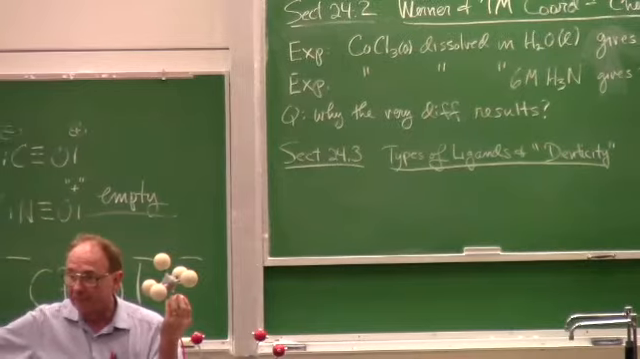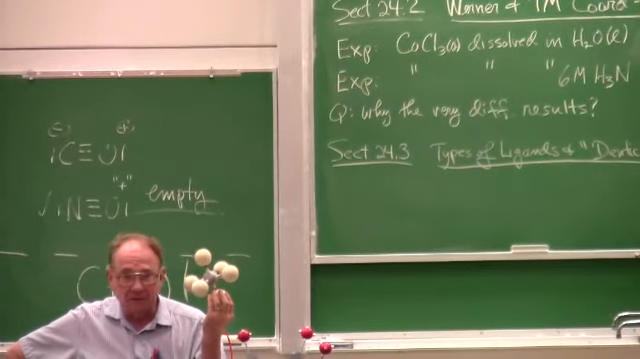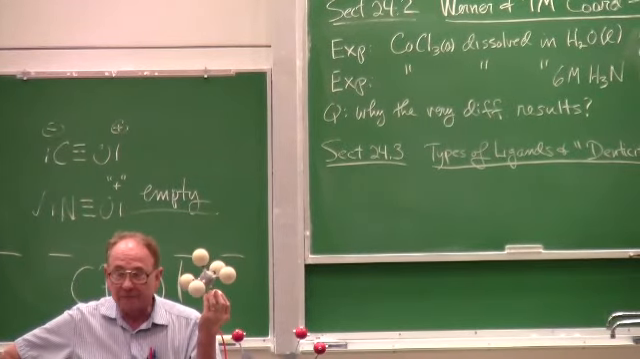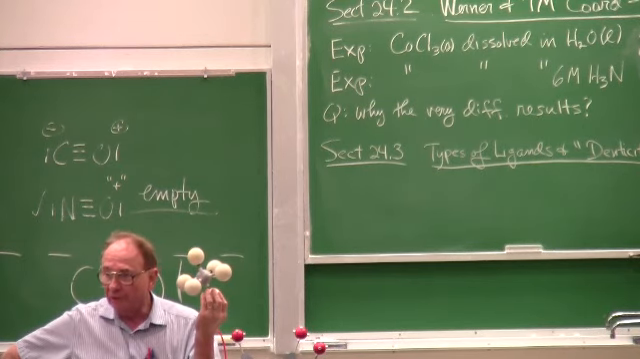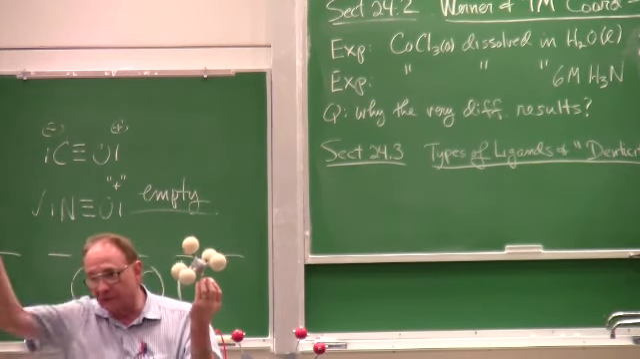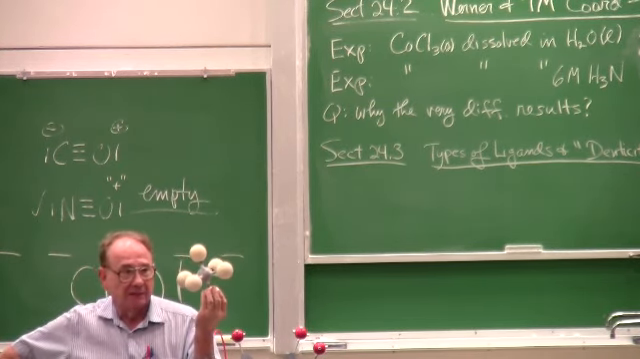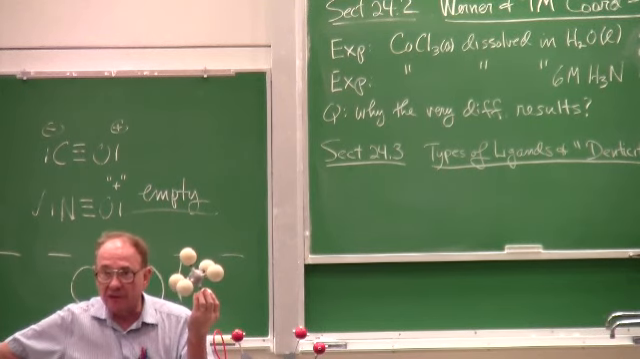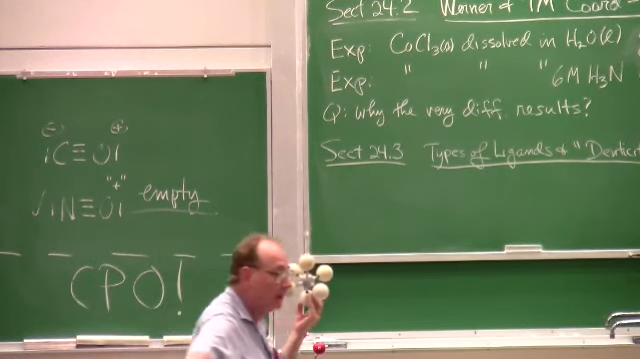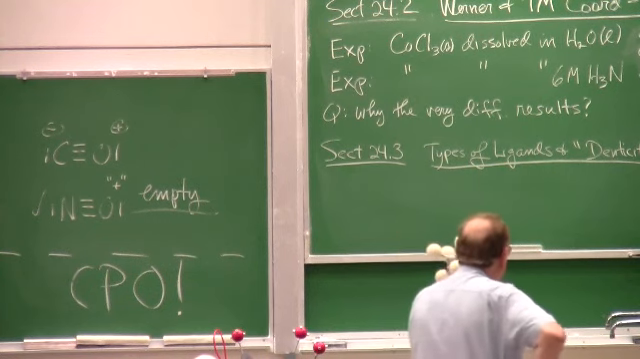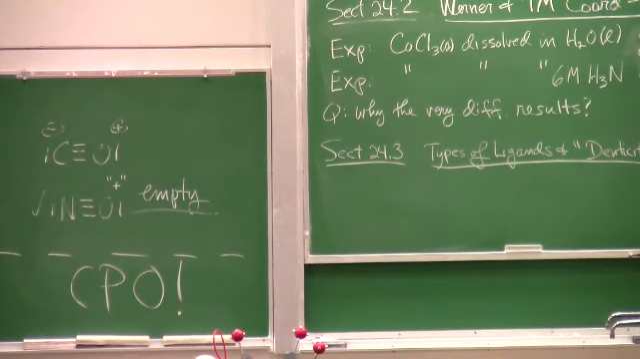So, we conclude that in the first experiment, the water molecules shove the chloride ions out of the way because they interact more strongly with cobalt-3, as indicated by the results of this experiment.